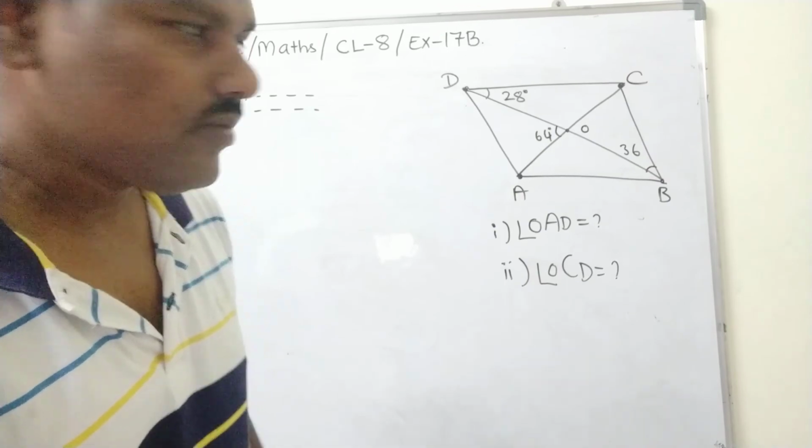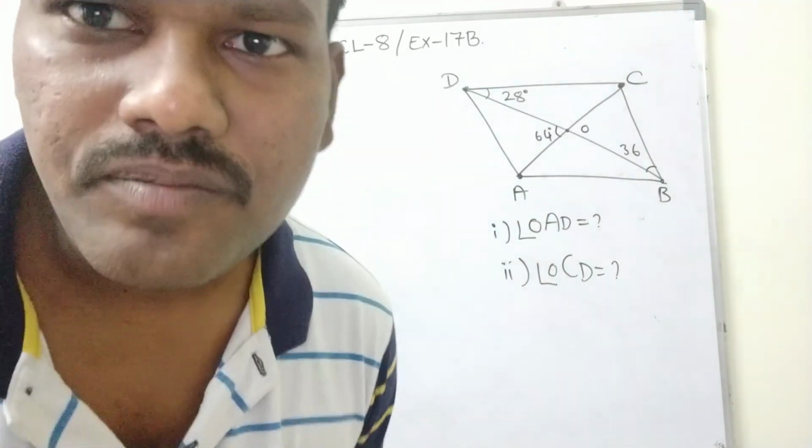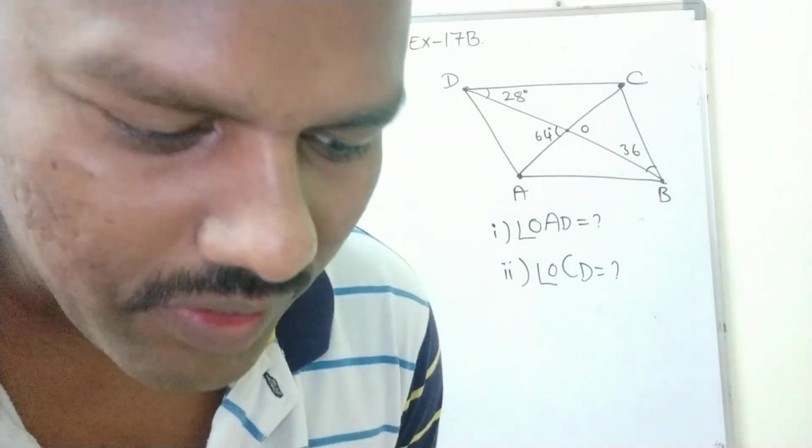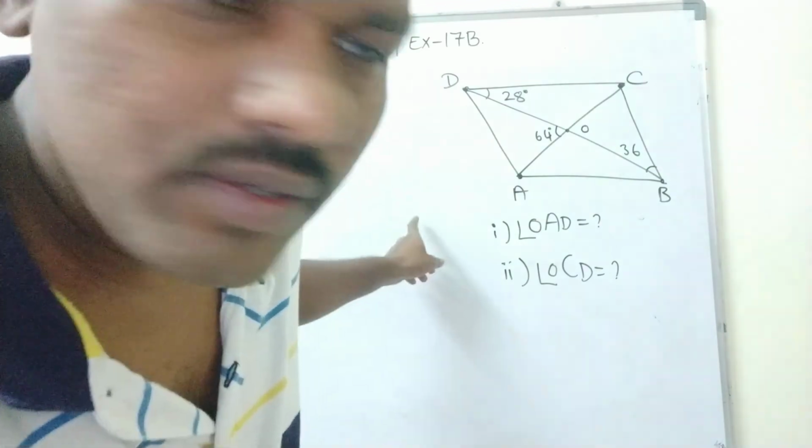Last question. ABCD is a parallelogram and 3 angles are given. Okay. All the details you have to write here.